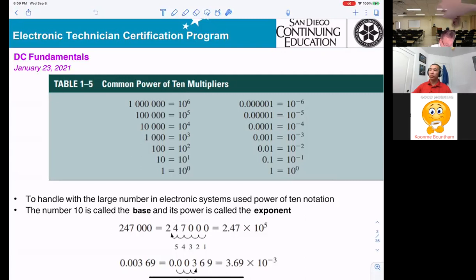Okay, so 1 million, the same thing, 10 to the power of 6, 100,000, power 5, power 4, 3, 2, 1. And 1 will be equal to 10 to the power of 0. Okay, and this will also give you negative powers. Okay, minus 6, 10 to the power minus 5, minus 4, minus 3, minus 2, minus 1. Okay, so to handle large numbers in electronic systems, use power of 10 notation.